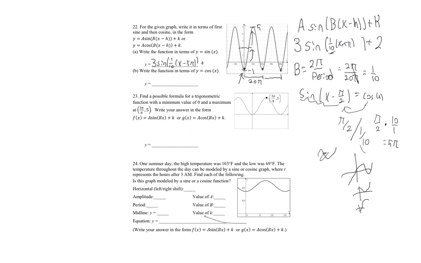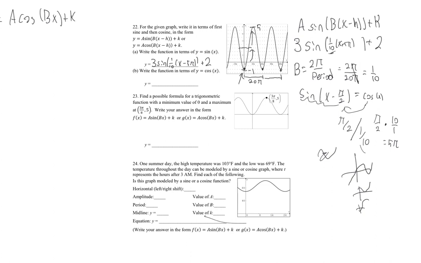And lastly, our midline got moved up, so it's going to be a +2. Now I'm going to go to the left side to do the next one. In terms of cosine, well, I just mentioned, because we're starting at the bottom of the wave, we don't need to shift our cosine at all. So that means we're going to be in the form y equals a cosine of bx plus k.